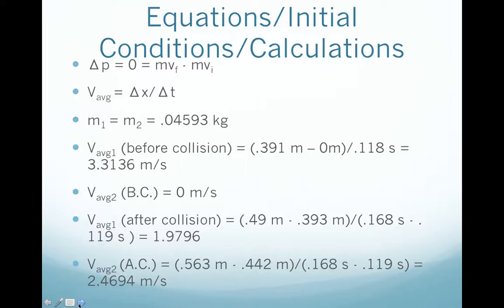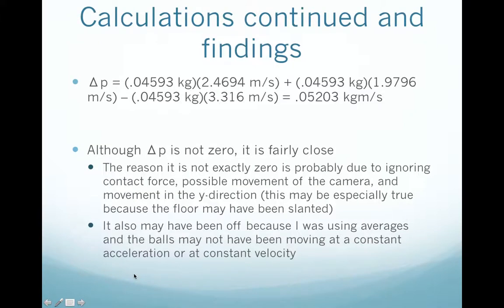And when I calculated the change in momentum, it was 0.05. So that's pretty close to 0. The reason it's not exactly 0 is probably due to ignoring the contact force of first the slope and then just the floor. I tried to use a surface that didn't have a lot of friction, but possibly could have moved the camera, especially since it was on a pretty small scale. Small movements of the camera would have mattered a lot.